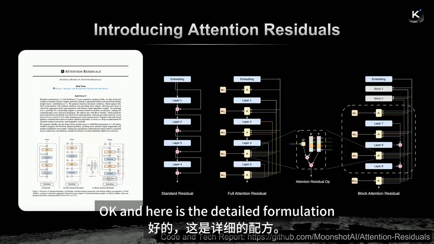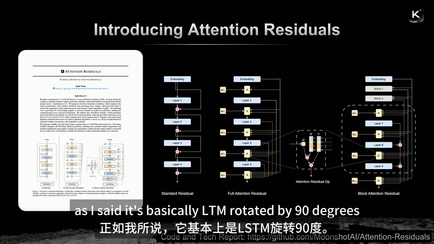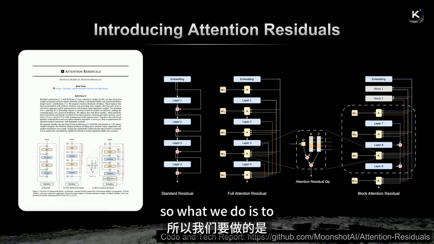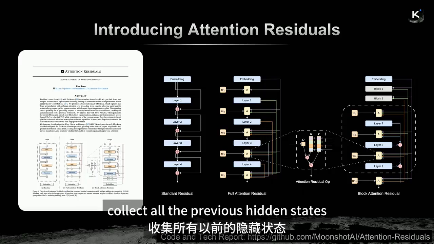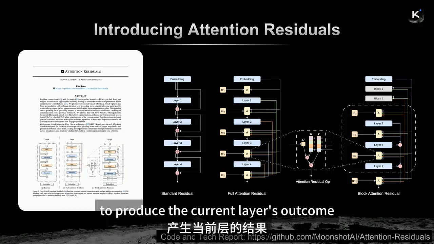Okay, and here is the detailed formulation. On the left-hand side is a standard residual. As I said, it's basically LSTM rotated by 90 degrees. And the second figure is attention rotated by 90 degrees. So what we do is collect all the previous hidden states and have a simple attention operation on top of it to produce the current layer's outcome.